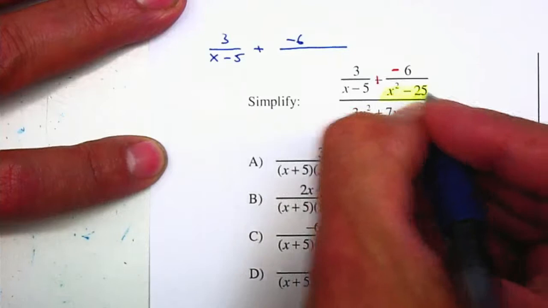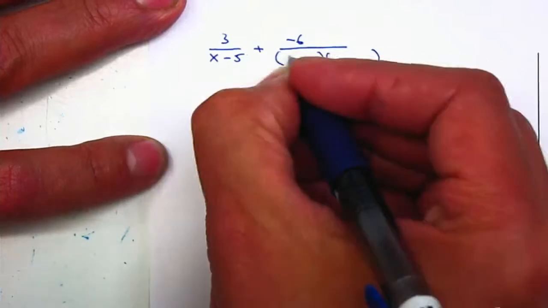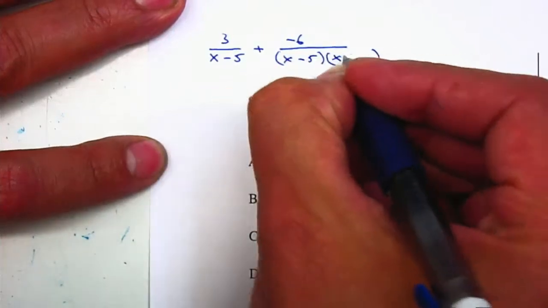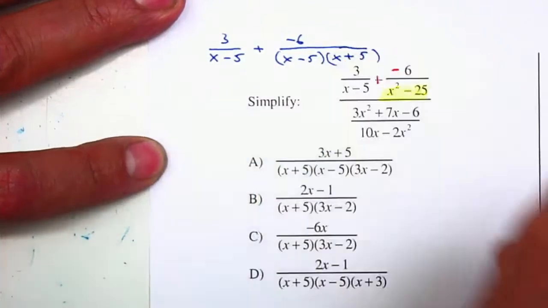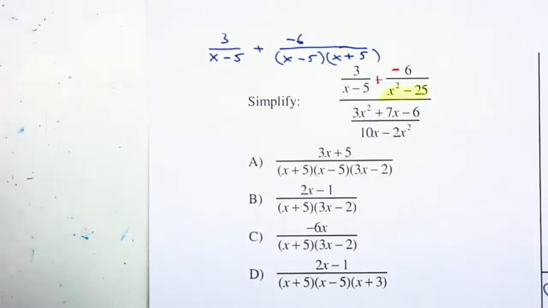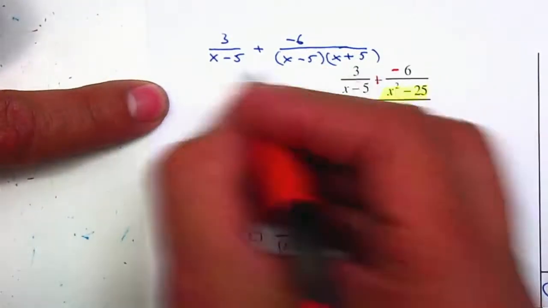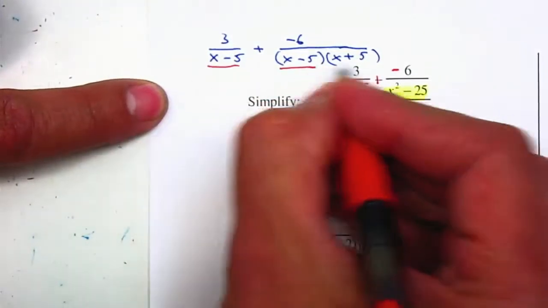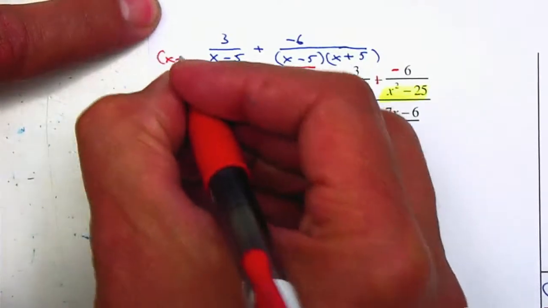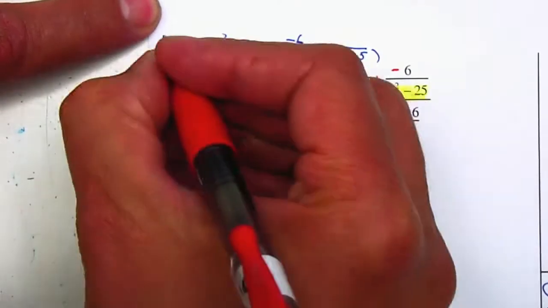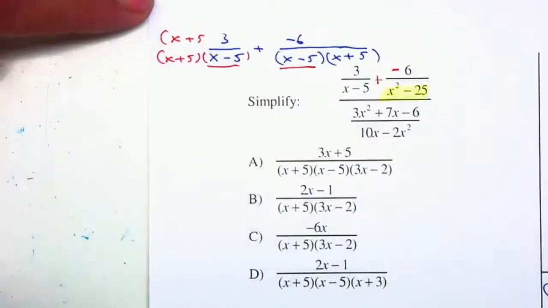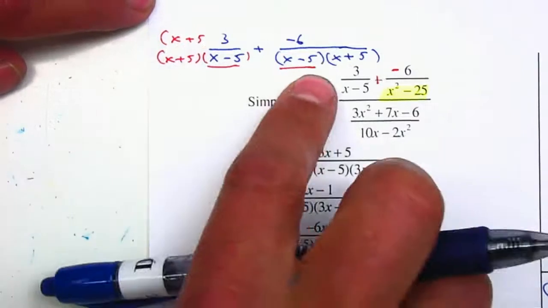I know that this is the difference of two squares. So we have x and x, negative 5 and positive 5. And now I need to make the denominators the same. They both have an x minus 5. So therefore on the left I need an x plus 5. X plus 5. And now they have the same denominator.